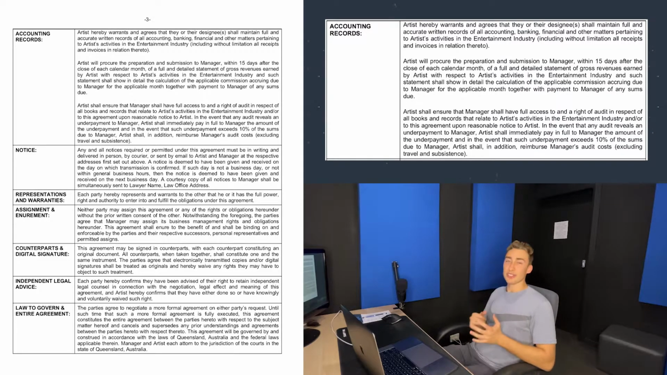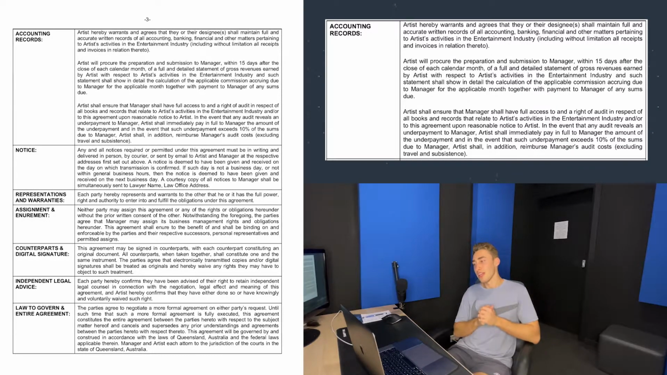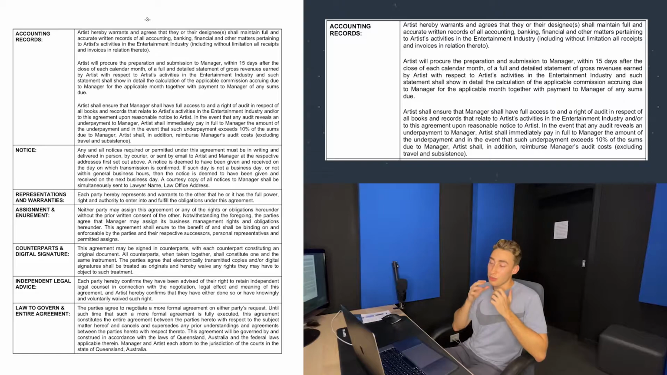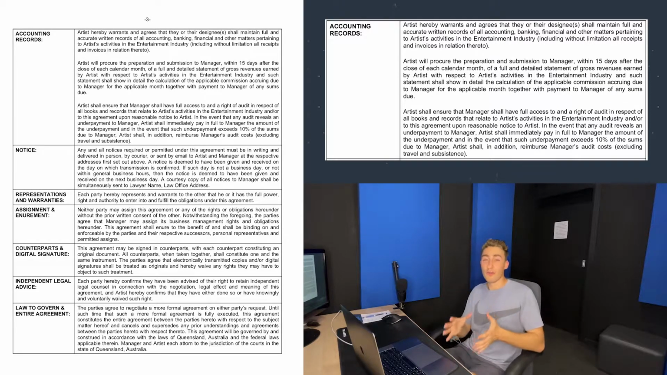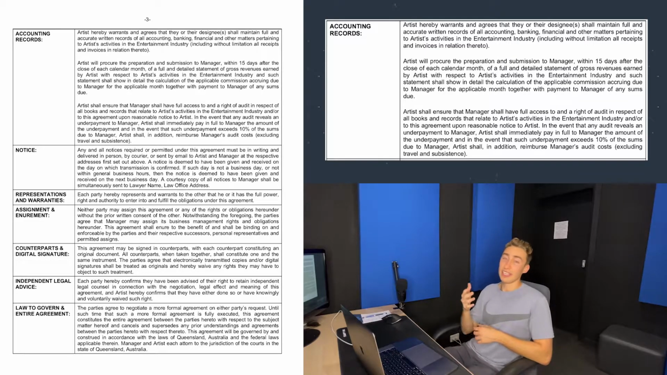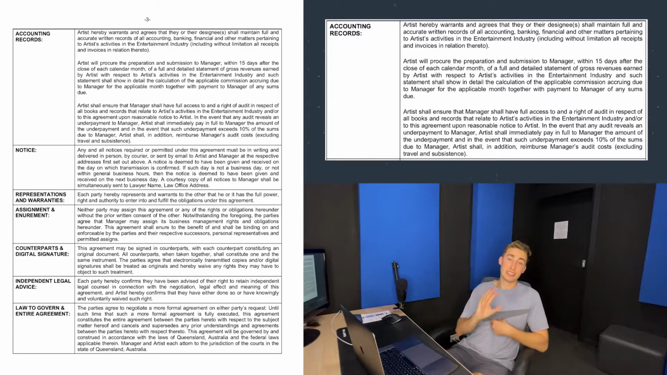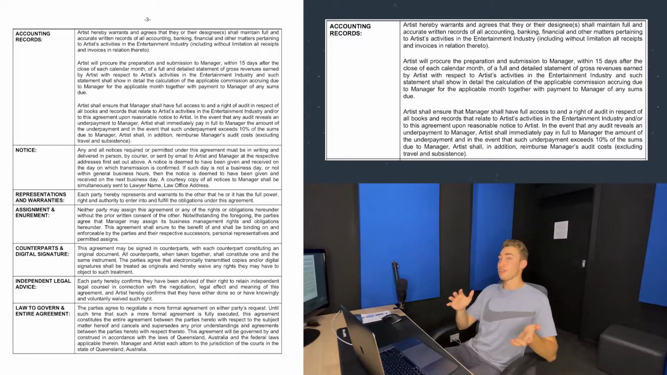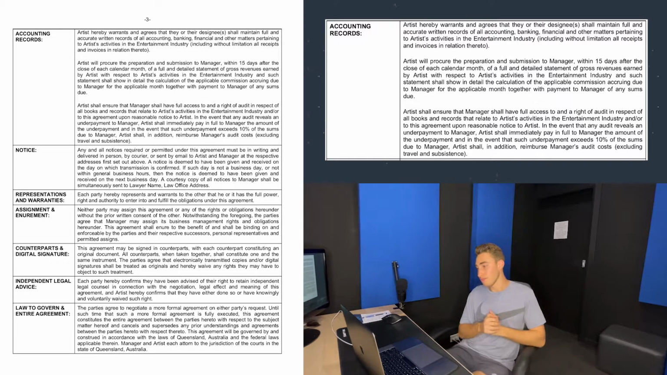The next section in this contract is accounting records. It is quite a large section, but essentially summarized, it is there to protect the manager and to ensure that the artist provides accounting records for all of their revenue received during each calendar month. The whole idea is to ensure that the manager can see exactly what the artist has made so that they can take their fair share and what is owed under the contract, whether that be 15%, 20%, or whatever's negotiated.